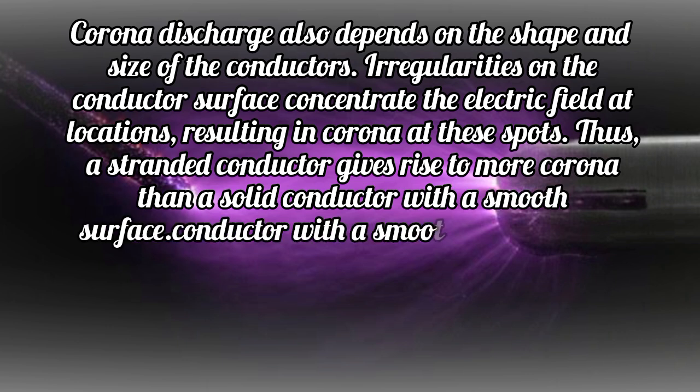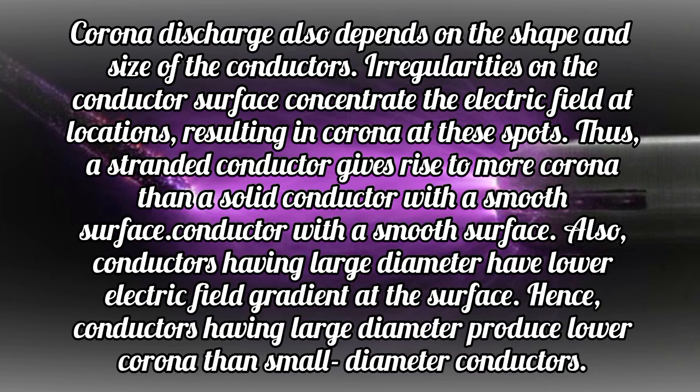Conductor size. Corona discharge also depends on the shape and size of the conductors. Irregularities on the conductor surface concentrate the electric field at locations, resulting in corona at these spots. Thus, a stranded conductor gives rise to more corona than a solid conductor with a smooth surface. Also, conductors having large diameter have lower electric field gradient at the surface. Hence, conductors having large diameter produce lower corona than small diameter conductors.